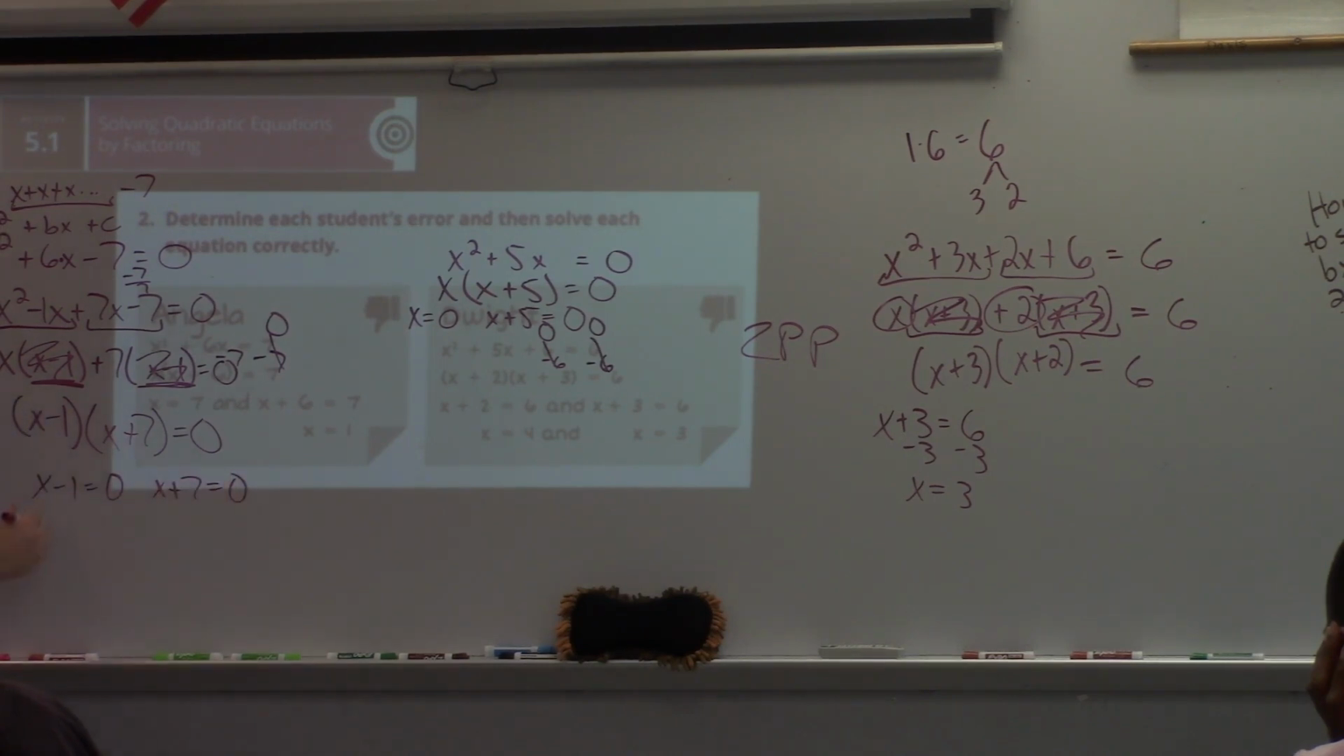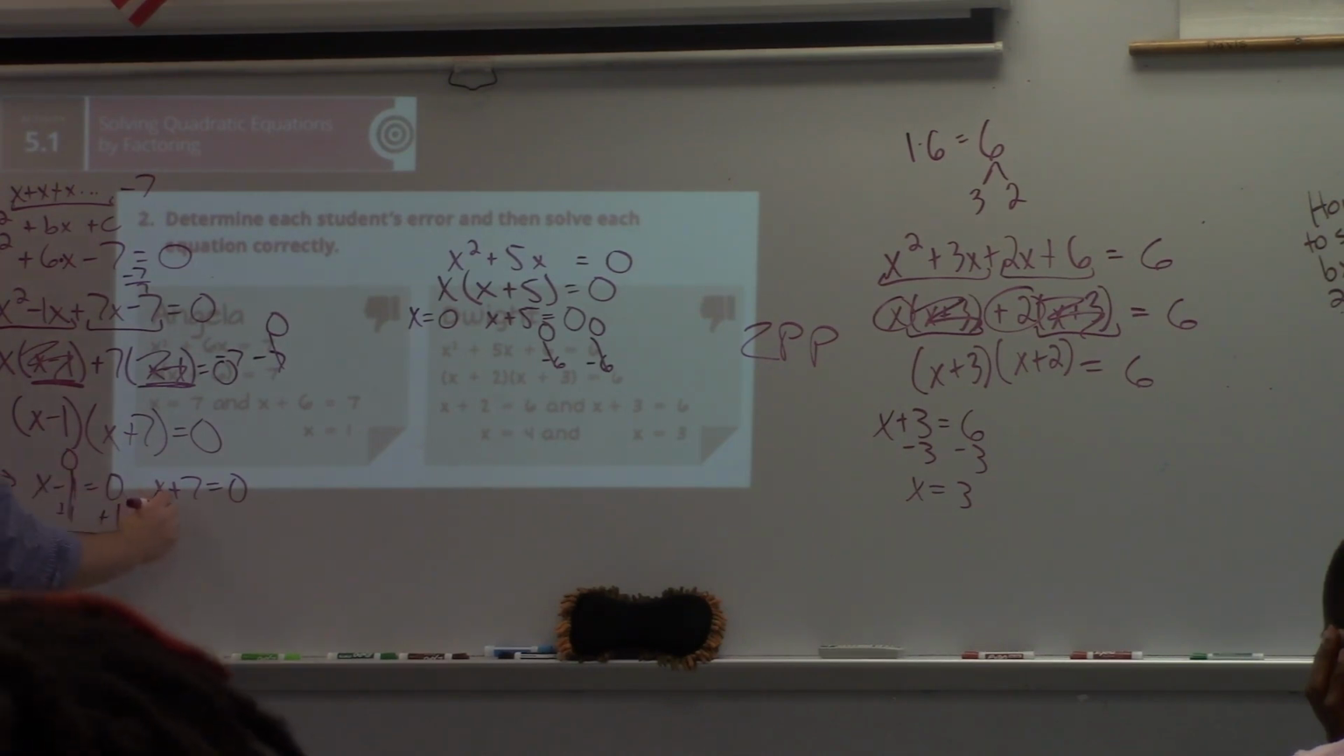Okay. And now I can solve. So to go from here to here, and I will point out, telling me that zero product property, telling me why you're doing this, that's an important piece of the puzzle to show full evidence of your understanding. Not just doing something, but recognizing that we're using the zero product property.